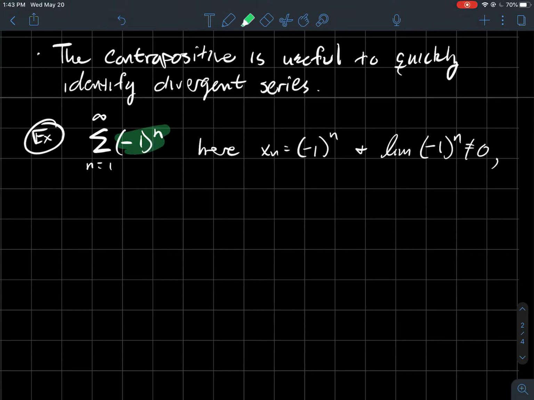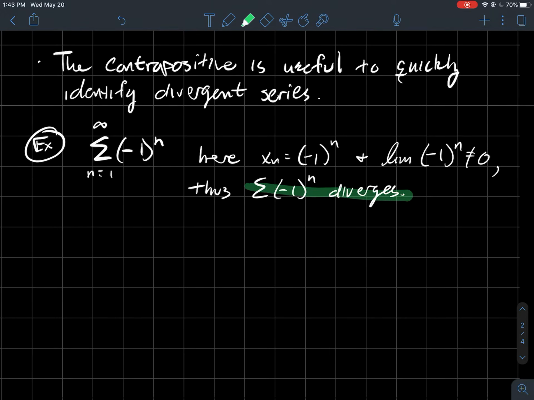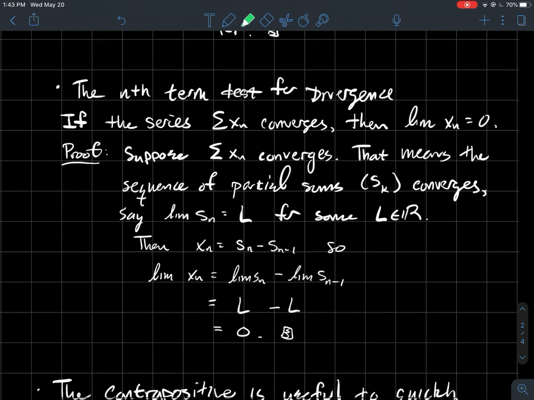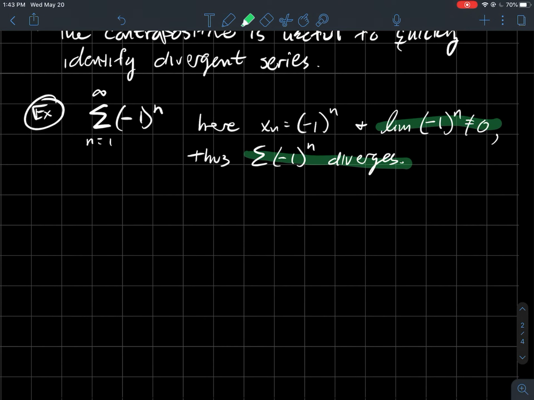There. This is your sequence, right? That's xn. And what do you notice? Well, wait a minute. The limit of xn is not 0. So therefore, what can we conclude then? Well, then your series diverges. And again, what do we just have? The limit of the xn's is not 0. So when this does not happen, contrapositive, right? Then this does not happen. And that's what we're concluding down here.